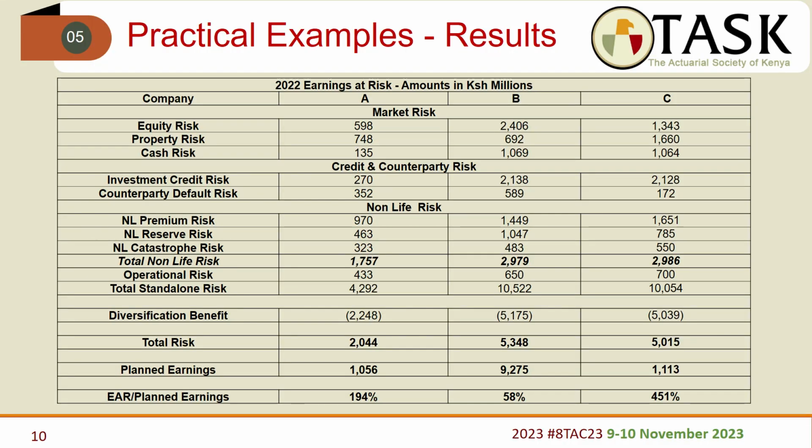Then we go to company B, and we see that company B is similar to company C in terms of the amount of risk. So they also stand to lose 5 billion of their profits. However, for company B, their planned earnings are 9.3B. What this means is that their earnings at risk as a percentage of planned earnings is much better, it's 58%. What that means is that if you look at their planned profits for the next year, they have a risk of losing 58% of their profits due to different events.